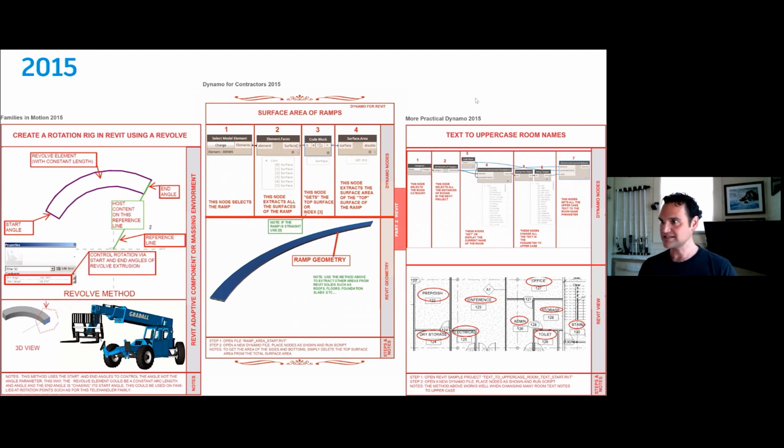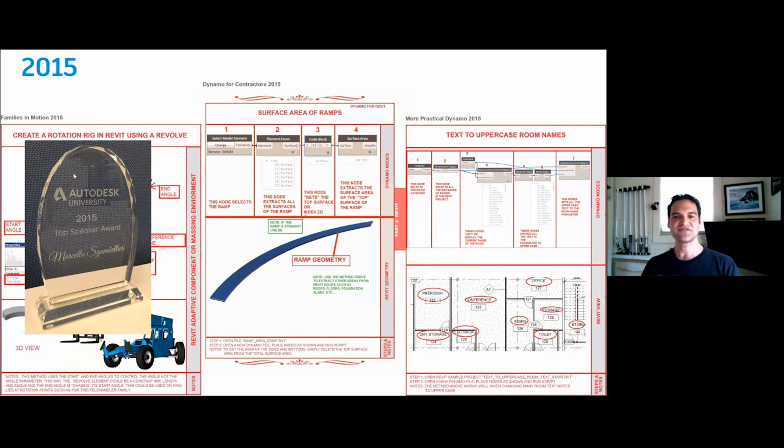Dynamo 2, another class I taught, more practical Dynamo, is how to do things other than 3D geometry. So in this one, we took sheet names, sheet views, and room names, and we turned them all from lowercase to uppercase. And with just 7 nodes, we took all the text in the project and moved them all to uppercase. Why would you do that? Well, if that's a standard in your office, you can do it extremely quickly using Dynamo. It's a lot of fun. Oh, and this Families in Motion class got that award, 2015.